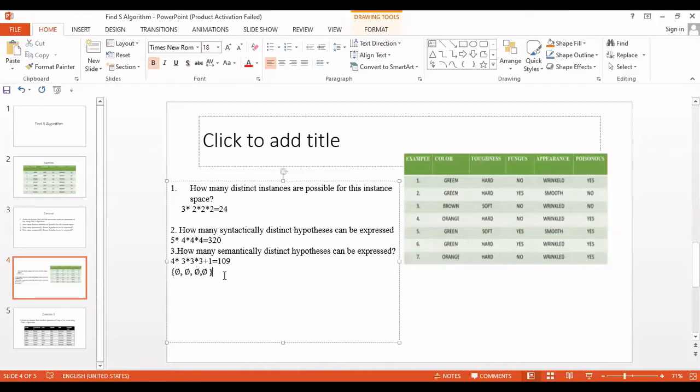So now let us start with the first example. Green, hard, then no fungus, and wrinkled. Correct. This is the output after the first instance is considered. So H0 is the first one, and then H1 is this one. Now we are going to consider the second example. We are going to leave it. The third example also we are going to leave, because they are negative examples.